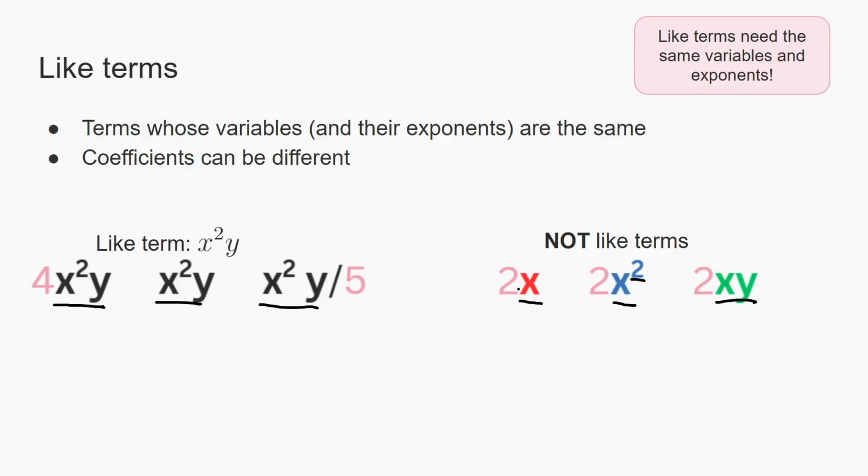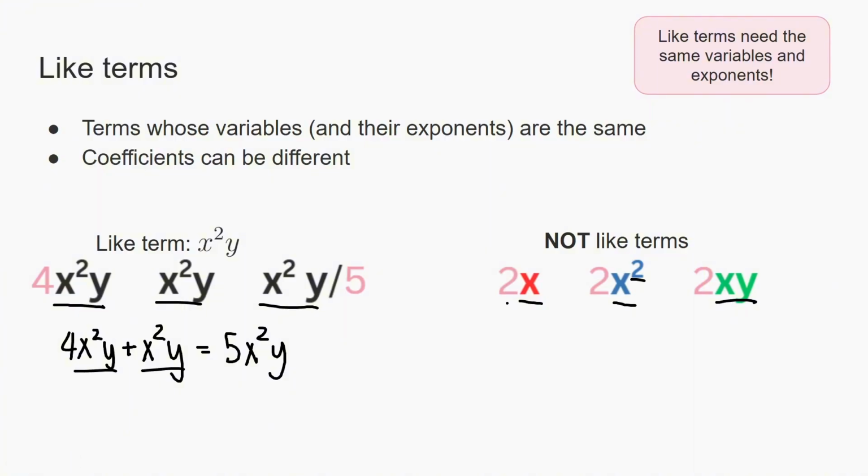In this case, the exponents are different and the variables are also different. The coefficients are the same in this case, but coefficients aren't important when we're looking at like terms. Only the variables and their exponents matter. Why do we care about like terms? Because we can often simplify. For example, if we're adding 4x squared y plus x squared y, we can simplify this into 5x squared y because they share the like terms.